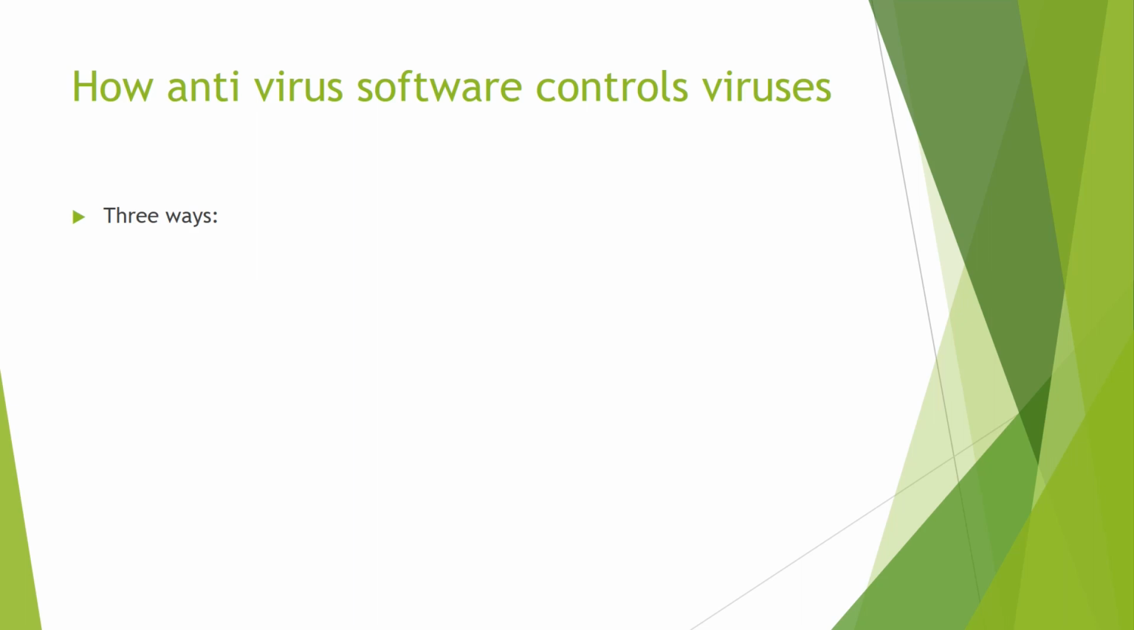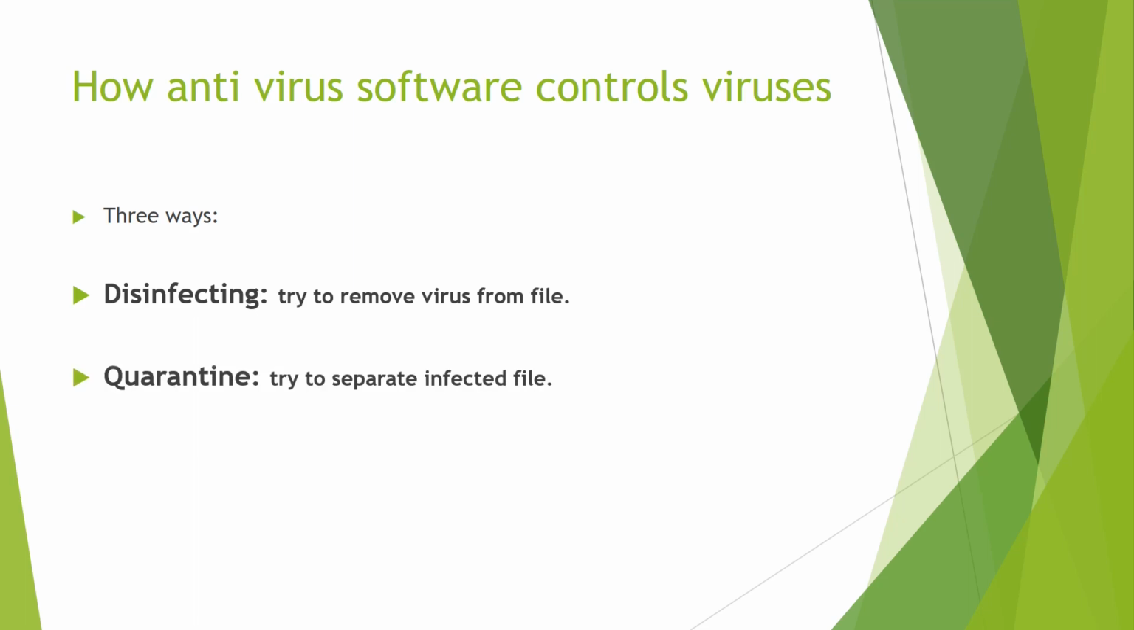After identifying a virus, the antivirus controls it in one of three possible ways. First, it tries to remove the virus from the carrier file. This is called disinfecting the file. If it fails to do so, the antivirus software tries to separate, or quarantine, the infected files from other files stored on the computer. This prevents the other files from being infected by the virus. If neither of these work, the antivirus software then deletes the infected files.